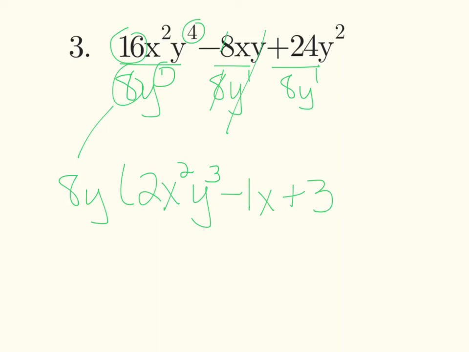Now we have 24 divided by 8, which is 3. Okay, and we don't have any x's, but I have y to the second over y to the first, which leaves me y to the first. All right, so this is my answer, but let's go ahead and double check it.